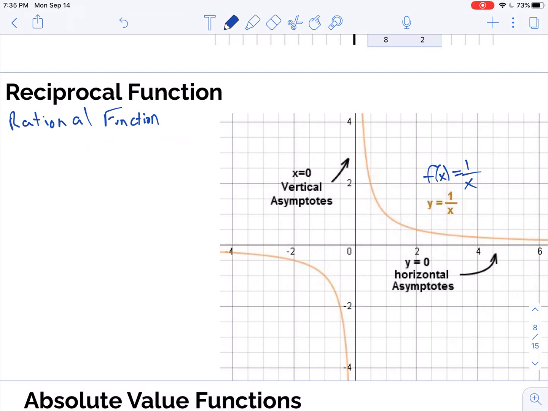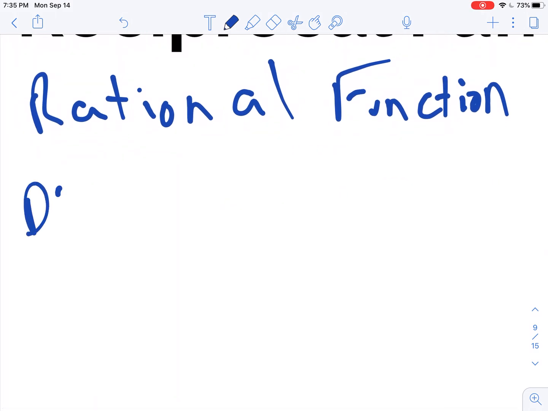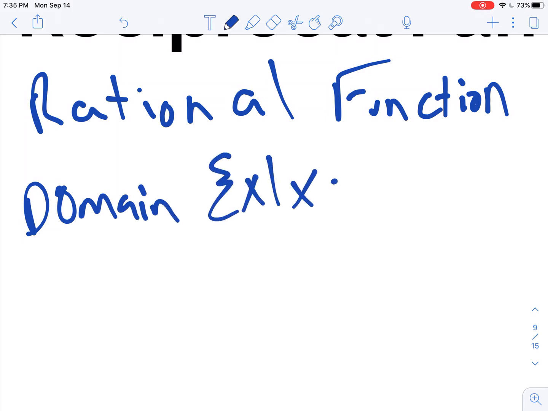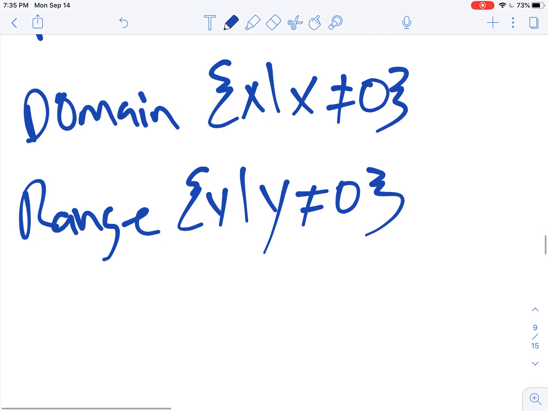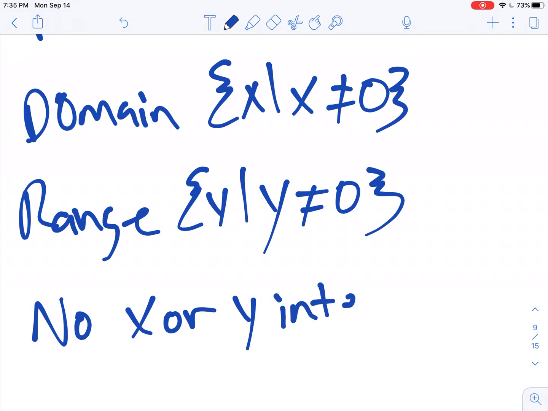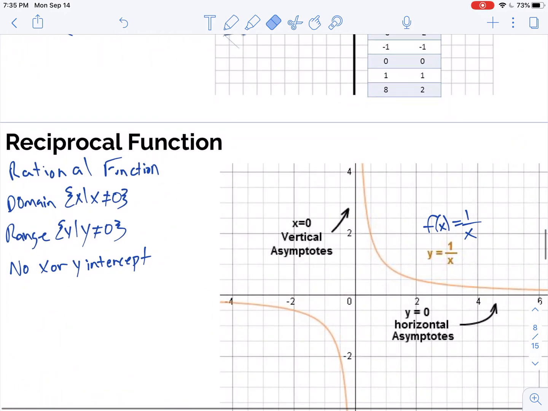Here, your domain is going to be all values of x, where x cannot be equal to 0. Your range is going to be all values of y, where y cannot equal 0. You've got no x or y intercept on this parent function. But every other number can be included. You're never going to cross the x or y axis because of those asymptotes. We will learn more about asymptotes come December.